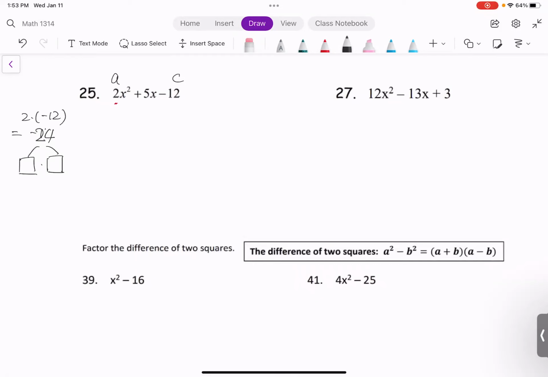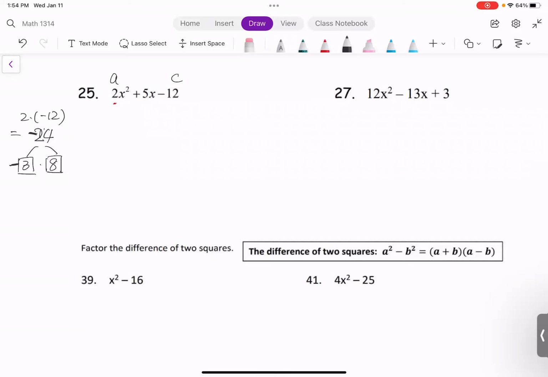2 times 12? No, the addition is not 5. How about 4 times 6? No, I cannot make a 5. How about 3 and 8? Yes, the difference is 5, and the multiplication can make negative 24. So one of them must be negative because the addition is positive. So the smaller number is negative. Negative 3 times 8 is negative 24, and the addition is 5. So next step, I can break down the 5x into negative 3x plus 8x.